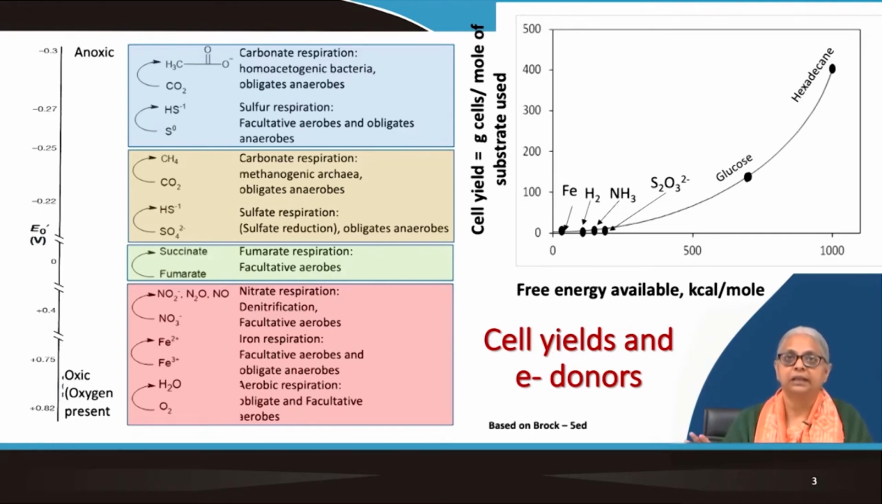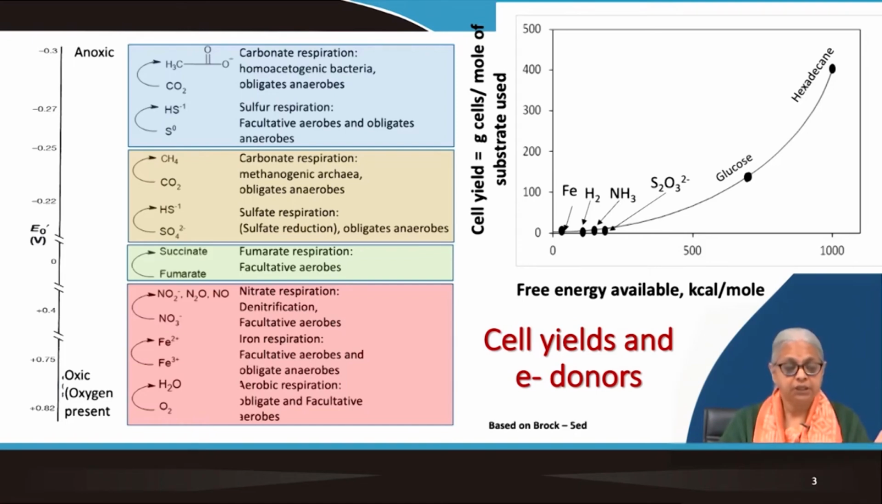oxygen as the terminal electron acceptor. It has the highest energy yield for that combination of electron donor and acceptor. All the others are going to be below that. Then you have sulfur respiration. We've already seen examples of sulfur respiration and the dissimilation and assimilation of sulfur. Some of them are facultative aerobes, others are obligate anaerobes. We've seen examples of all of them.